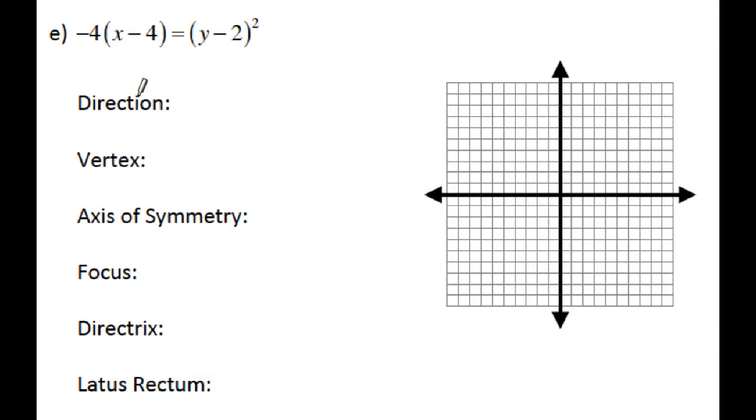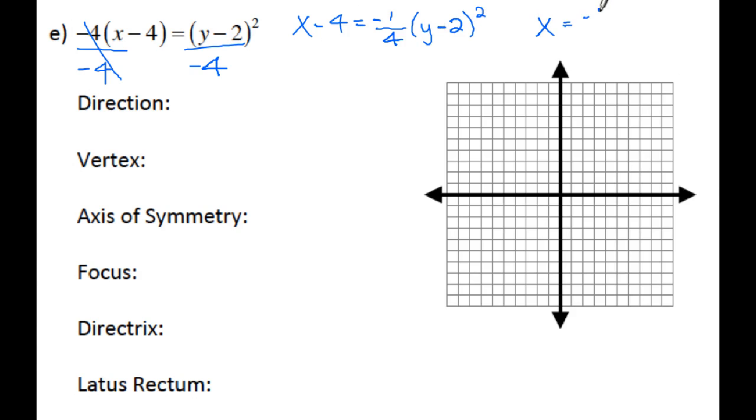All right, let's get this by itself. So it's going to be in standard form. I'm going to go ahead and divide both sides by -4. I'm going to bring this out as a fraction, so that cancels. I have x minus 4 equals -1/4 y minus 2 quantity squared. And I still need to get my x by itself, so I'm going to add 4 to both sides. And then plus 4.